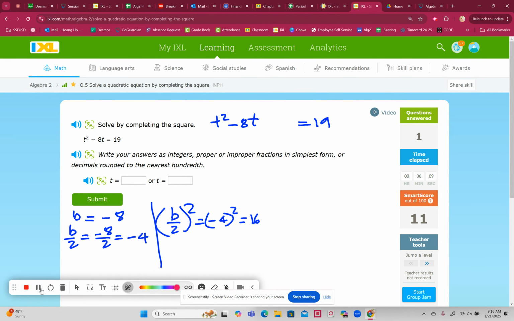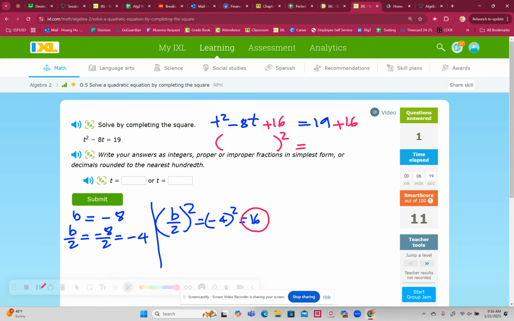So now you need to add b over 2 squared, which is 16, on both sides. Now the left side is a perfect square. What's a perfect square on the left side? The variable plus b over 2, and the whole thing squared. t first. What's b over 2? Negative 4, right here. So negative 4. And then 19 plus 16 is 35.